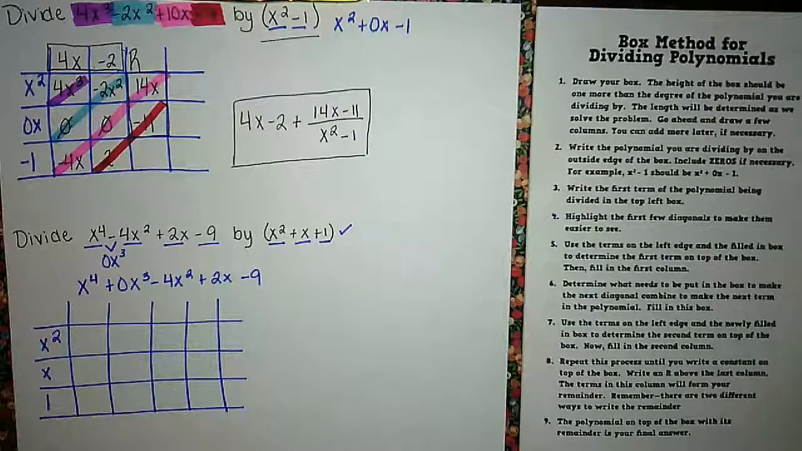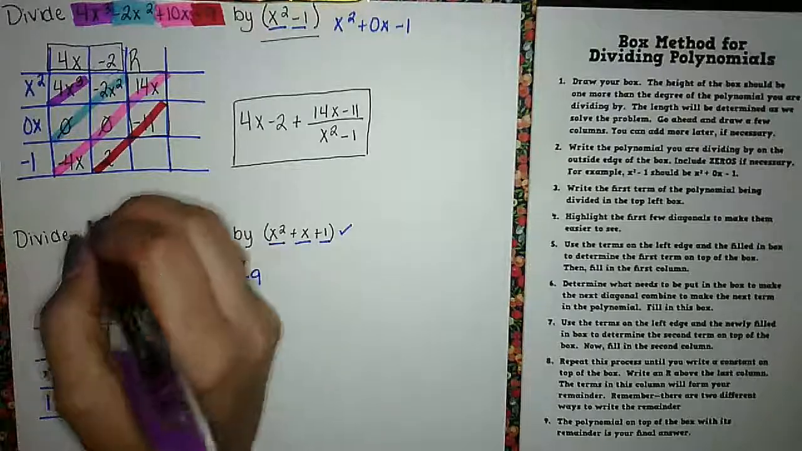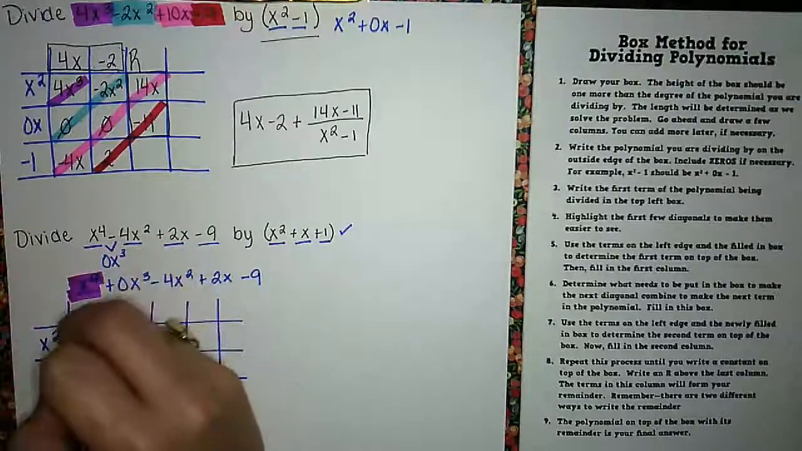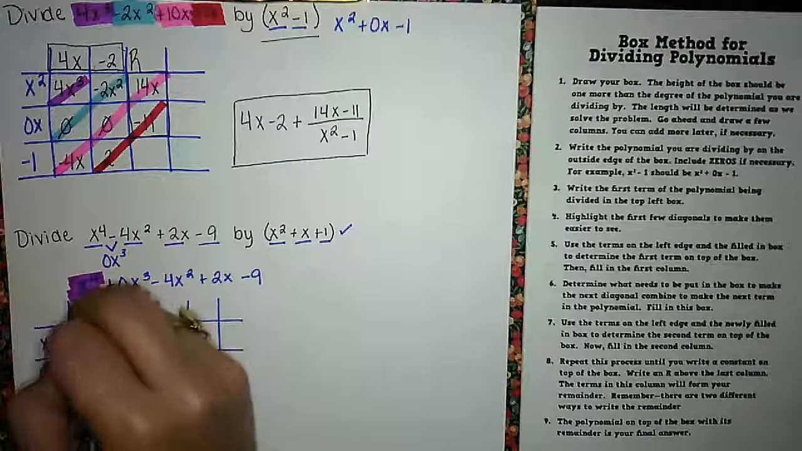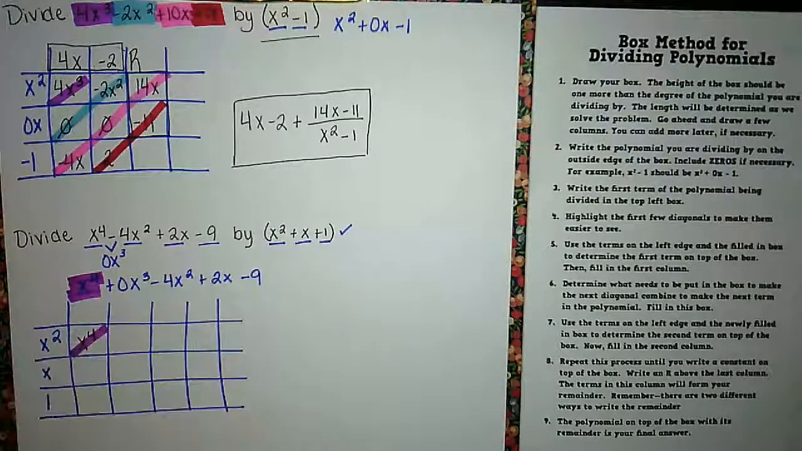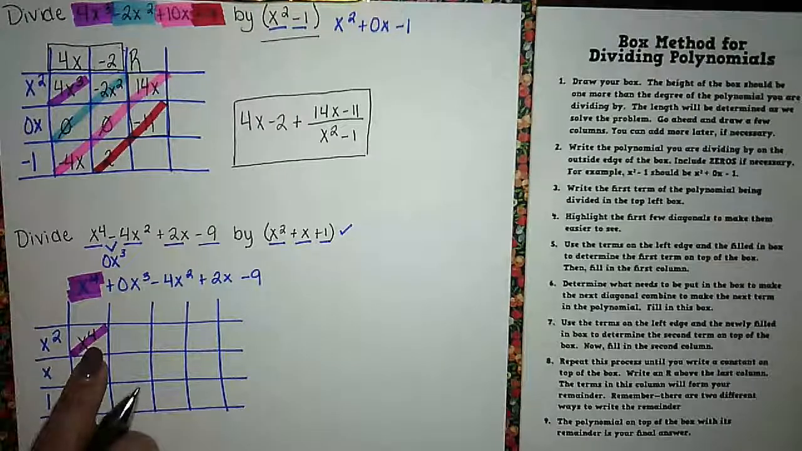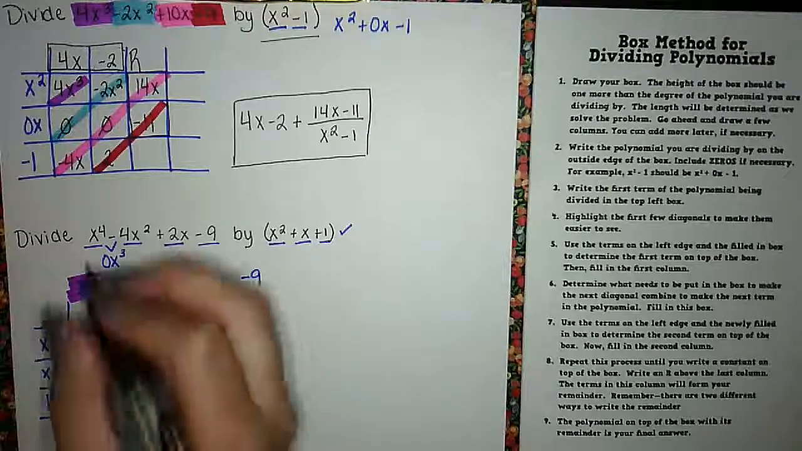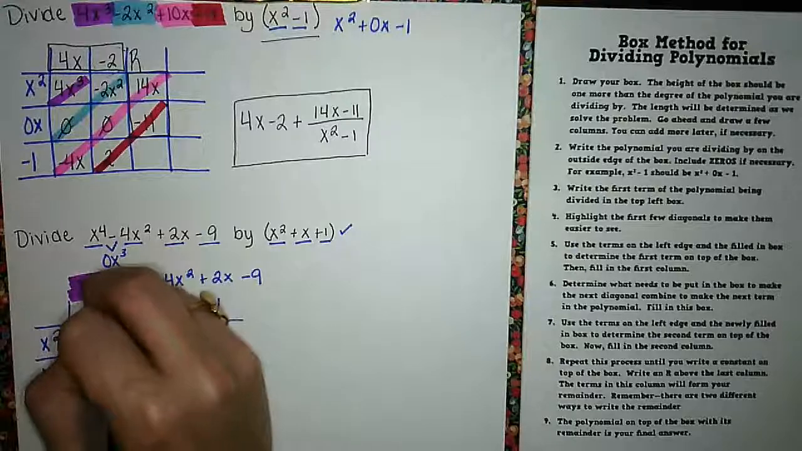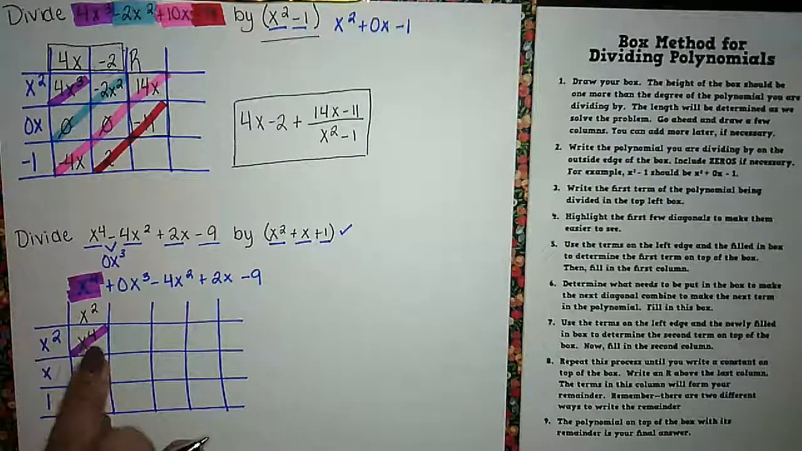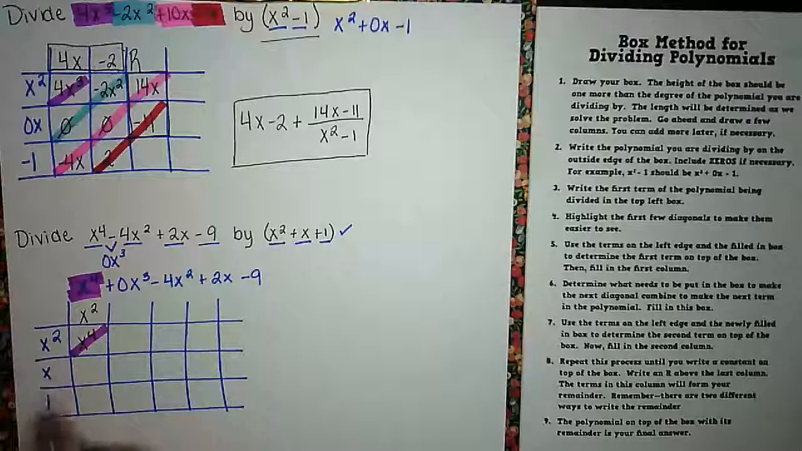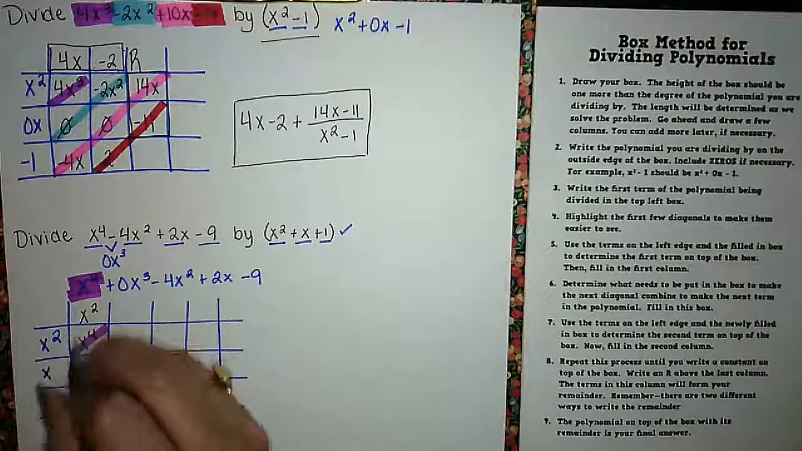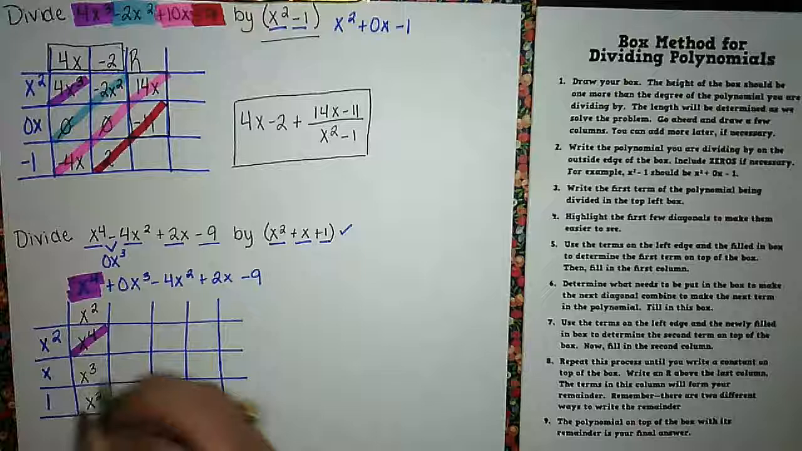Okay, we do exactly what we did before. We're going to start with our first term. This goes in the first box, which is x to the 4th power. Now, what times x squared gives us x to the 4th power? And the answer is x squared. X squared times x squared is x to the 4th. Now we multiply down. X squared times x is x to the 3rd power. X squared times 1 is x squared.